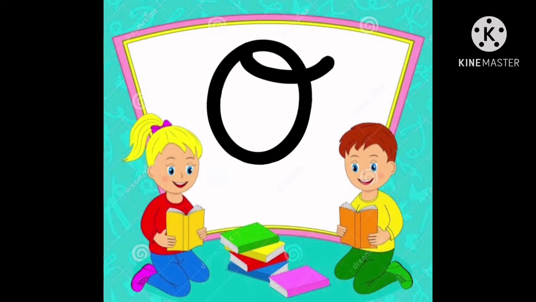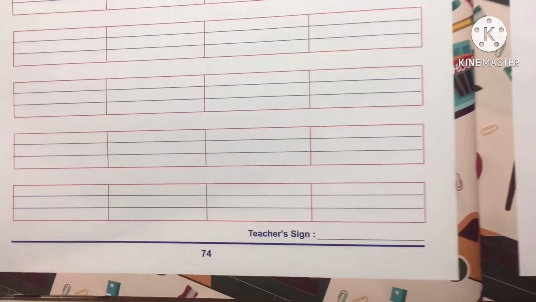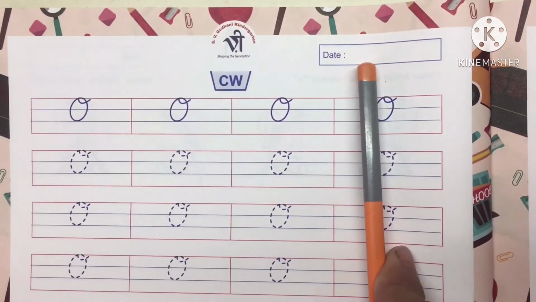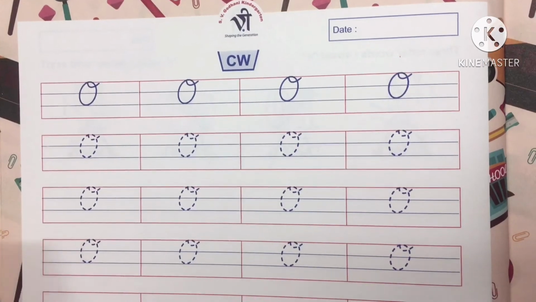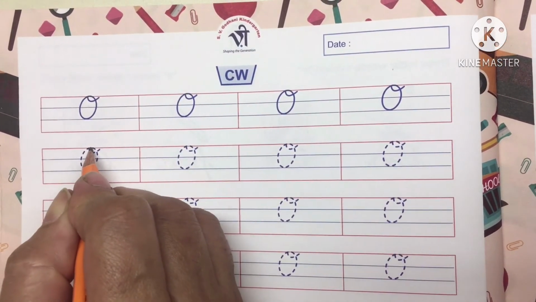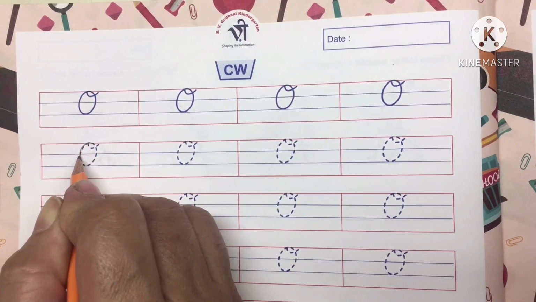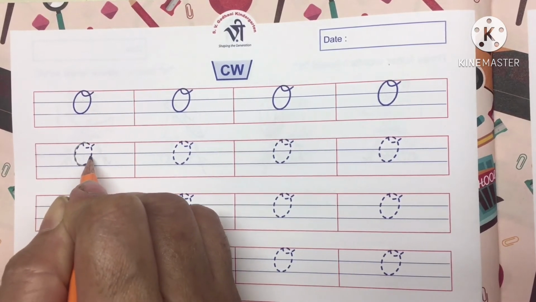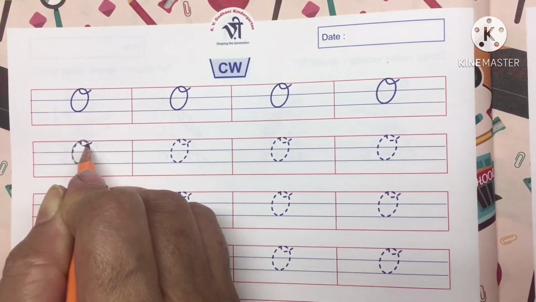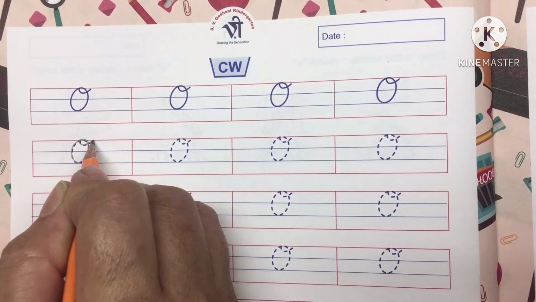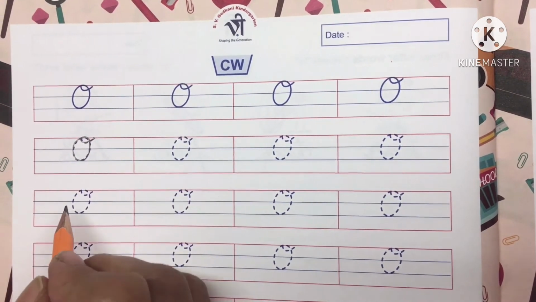Now capital cursive O. Let's start. All of you open page number 74. First write today's date here. Look here. Start from here. Make circle and come out to the red line. This is capital cursive O.